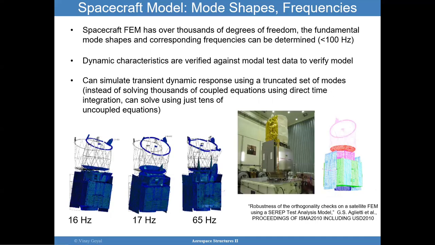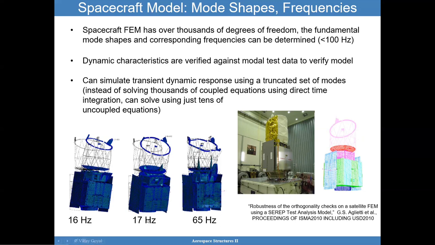So consider here a spacecraft. The spacecraft that's been considered comes from a paper that's here in the bottom right. The paper's name is Robustness of the Orthogonality Checks on a Satellite FEM Using the SEREP Test Analysis Model. I invite you to look at this paper because it provides the blueprint on how you could perform these kinds of modeling validations.